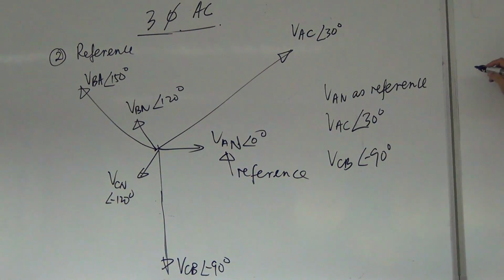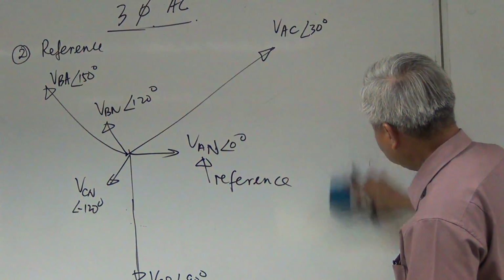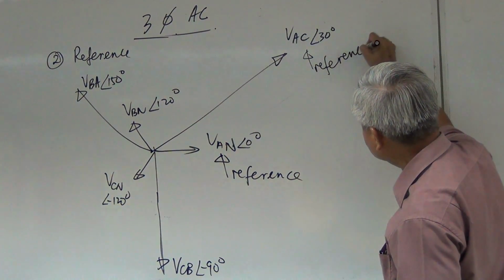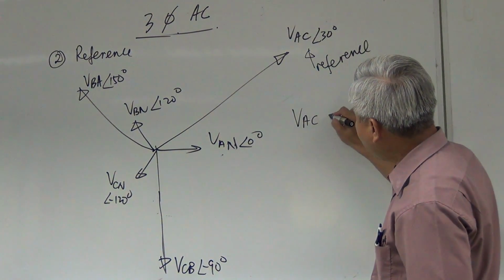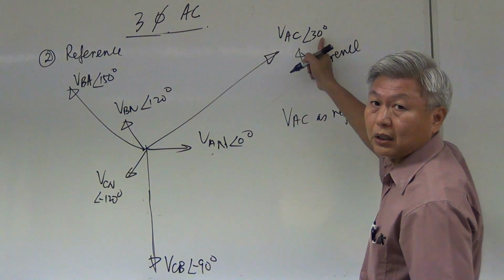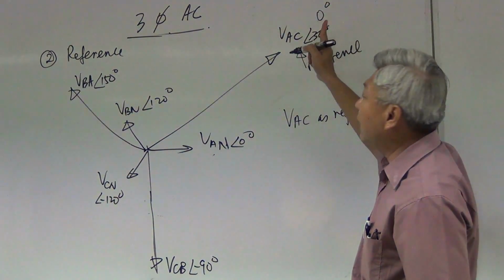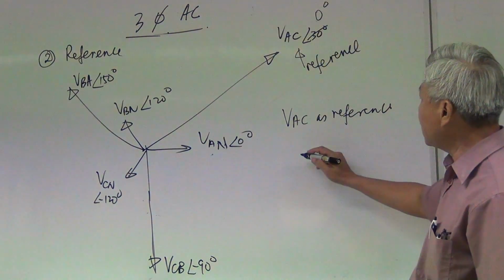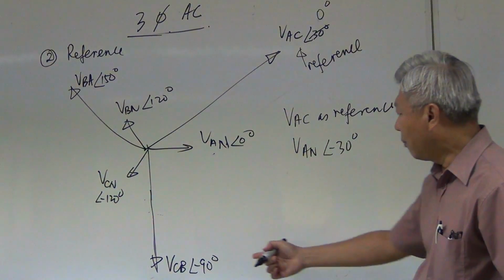So now if I were to change, VAN is no longer my reference. I want VAC to be my reference. That means I don't want VAN to be the reference anymore. If I want VAC as reference, that means I want it to be 0 degree. And how to make it 0 degree? I minus 30, right? If I minus 30, everywhere I must go minus 30 degree. So if VAC is reference, then VAN is minus 30 degree. How about VCB?